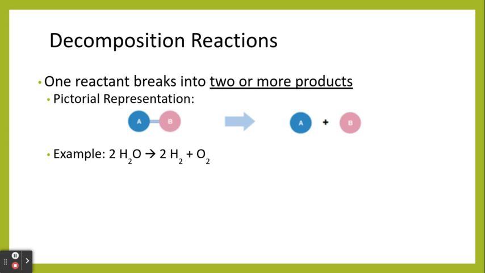So the first type is a decomposition reaction. You can think about decomposition like with compost or something like that. So it's one reactant breaking down into two or more products. So we start with something bigger and we get smaller things out. Our pictorial representation is two things bonded together, breaking into two separate things which are no longer attached, so they're no longer bonded together. An example of this is the decomposition of water to form hydrogen and oxygen gas.